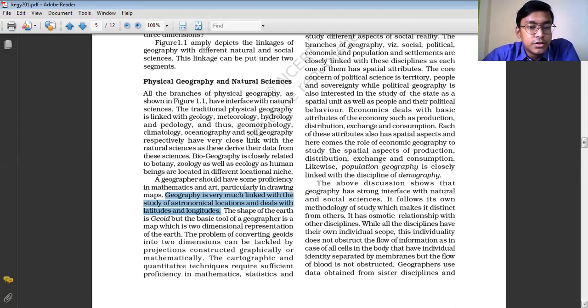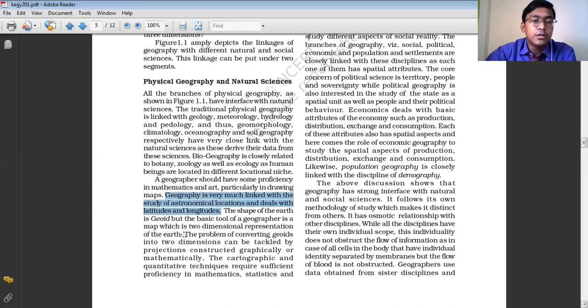The shape of the earth is geoid, but the basic tool of a geographer is a map, which is a two-dimensional representation of the earth. The geographer explains all the physical features of the earth through this two-dimensional representation. The entire earth has been represented on the map, but actually the world is a geoid in shape. So how have we represented it? Because we need some proficiency in art and drawing. This is why we have been able to represent it.